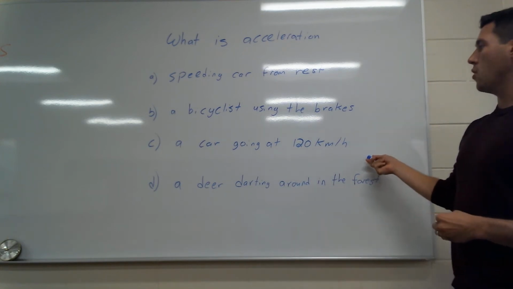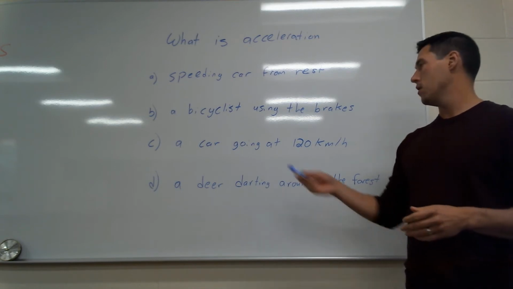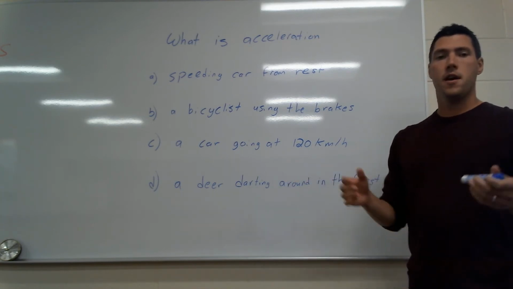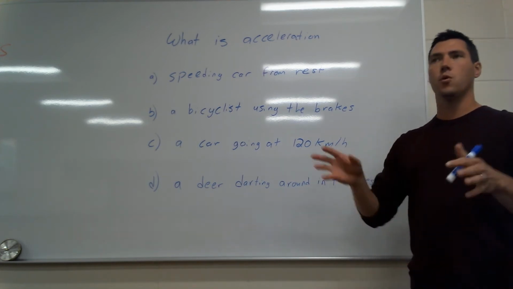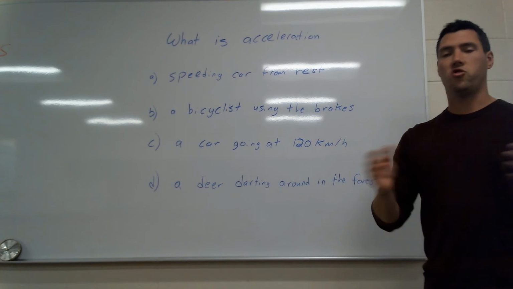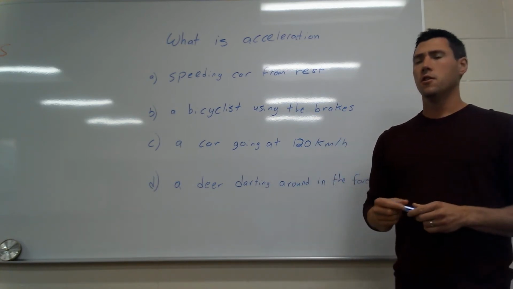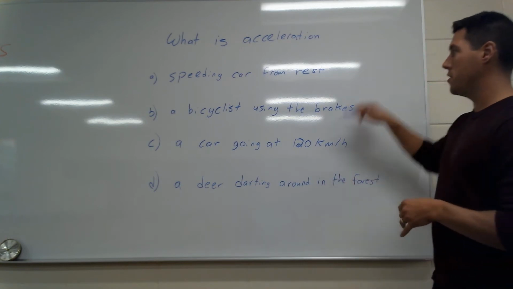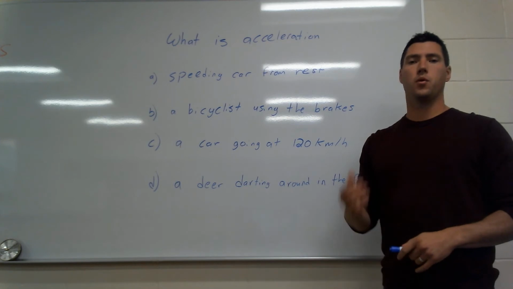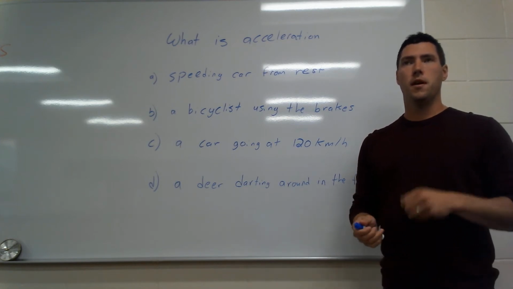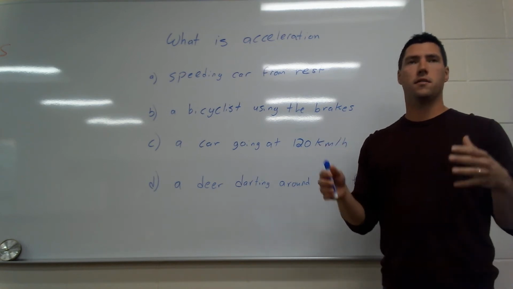We have a car that is going at 120 kilometers an hour. So that is a fast speed for a car. And then you have a deer that is darting around in the forest. So there's a deer in the forest, it's running away from something, it's changing directions all the time, but basically it's moving around in the forest. So if you were to take a guess right away, which one of these 4 is not any acceleration? And if you want to pause and take a guess, please do so. But let's go through each one of these scenarios under the exact words that I said.